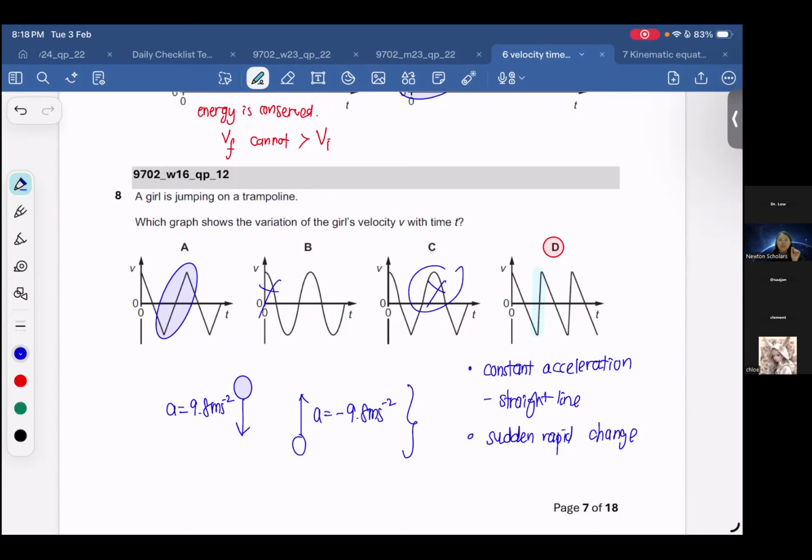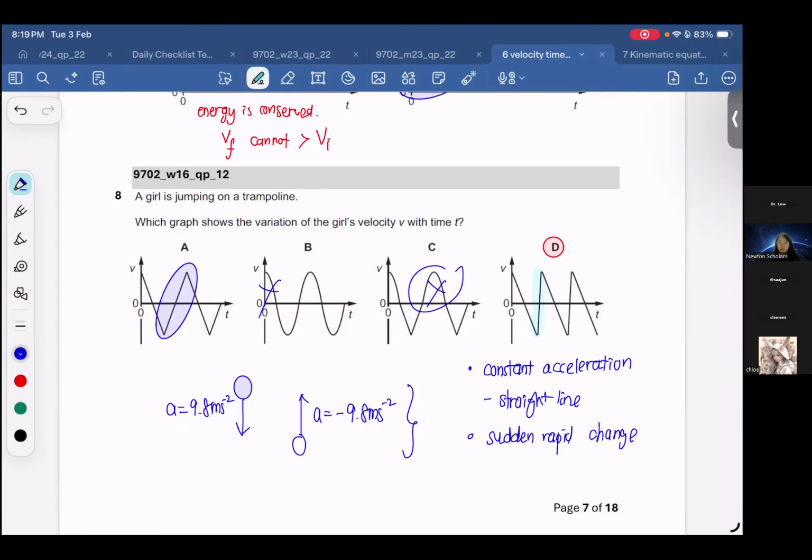The positive and negative signs just show that the negative is in the opposite direction to the starting motion. That's all. We can decide by ourselves. Okay, is it okay? Junxiong okay? How about the others? Clement okay?